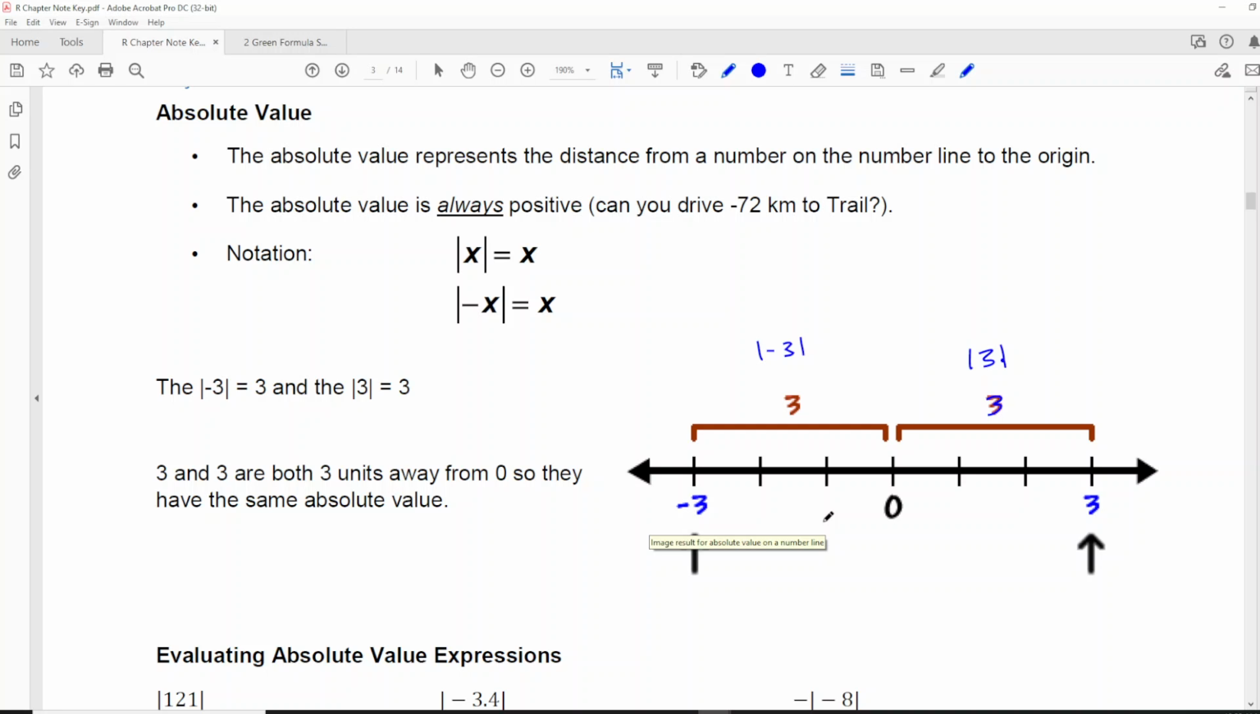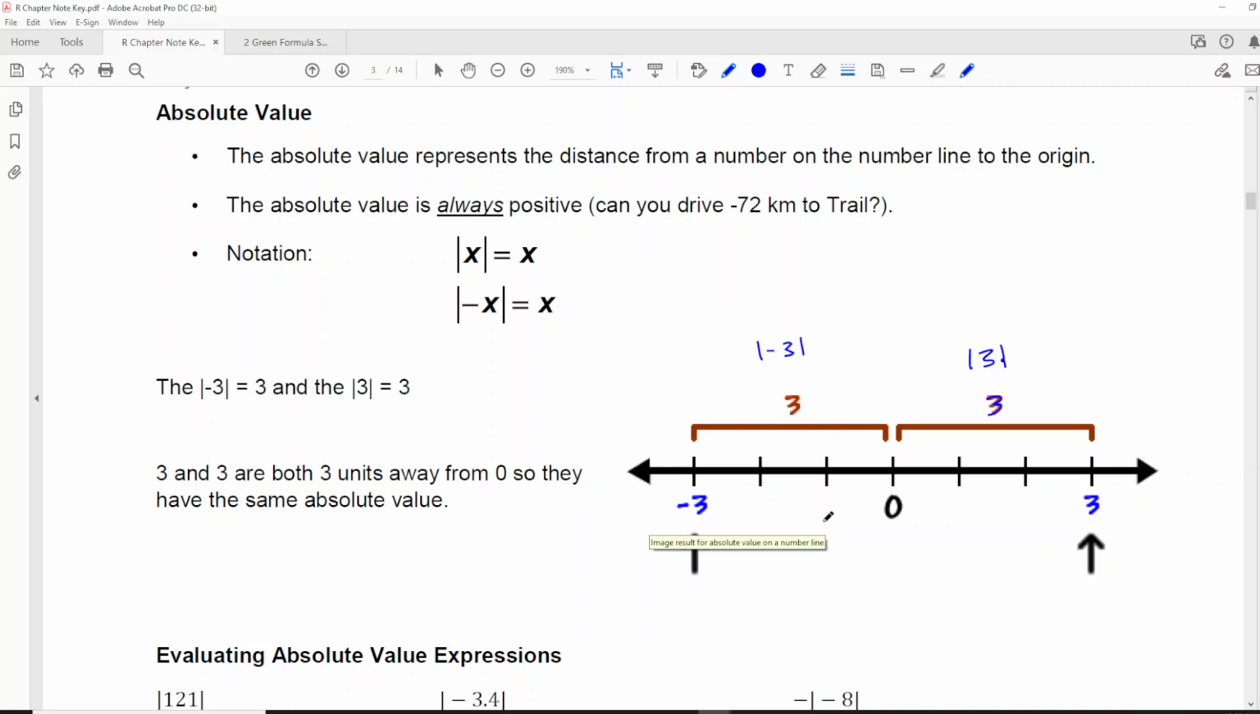For example, if I said, how far is Castlegar from Nelson? You would just say, oh, I have no idea, like 60 kilometers or something like that. Whereas if I said, how far is it to Trail? You'd say, well, 72 kilometers. You wouldn't say -72 because it's in a southerly direction, right? It's just that distance away from your origin.